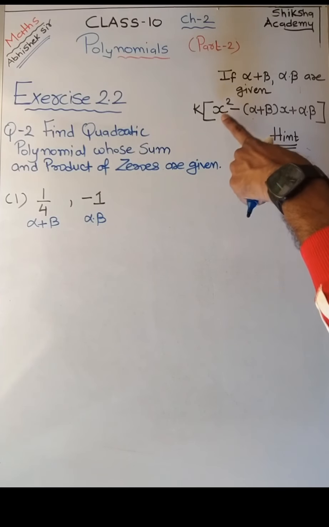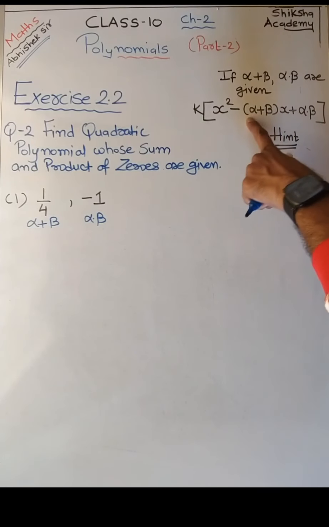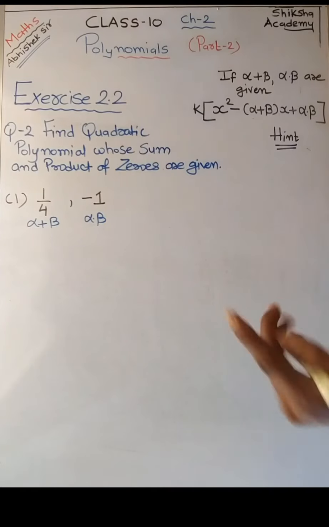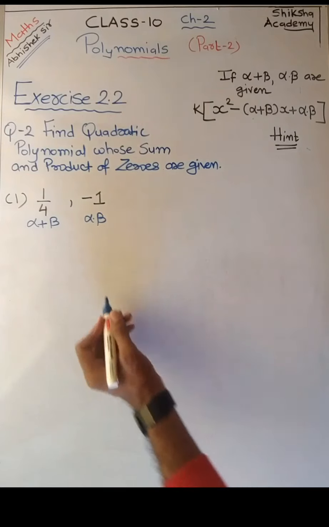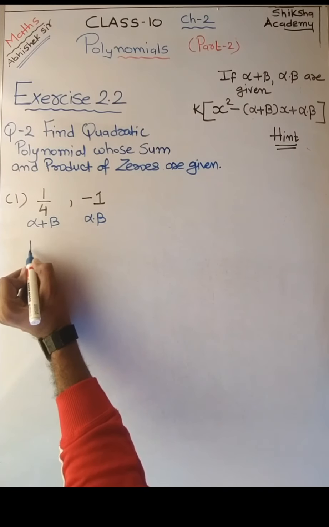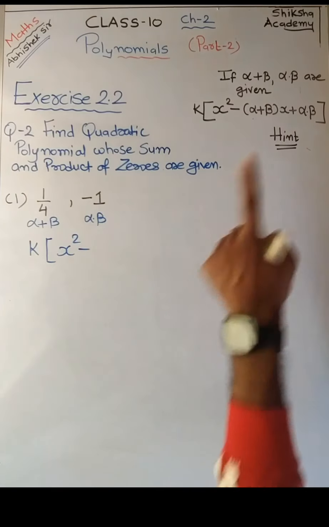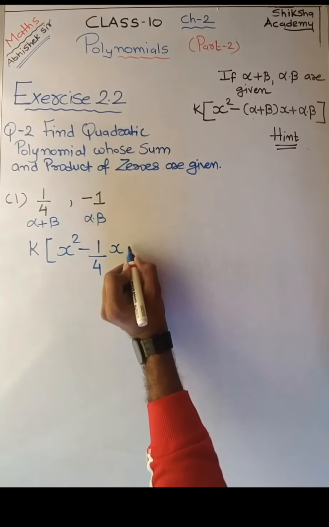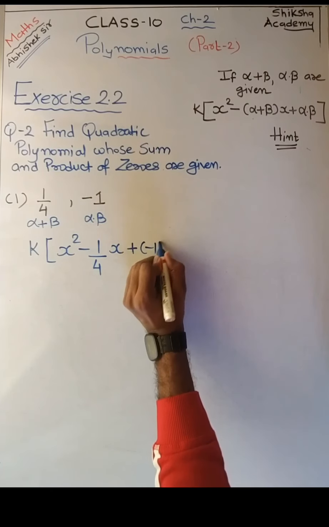Inside the bracket we only have to do x square minus, and the coefficient of x will be the sum that is given, right? And at the end we will be writing the constant term as alpha into beta, that is also given. So we just have to put this information and simplify to get the polynomial, right? So k into x square minus alpha plus beta, so that is 1 by 4. So I am writing 1 upon 4x plus alpha into beta, so plus minus 1.